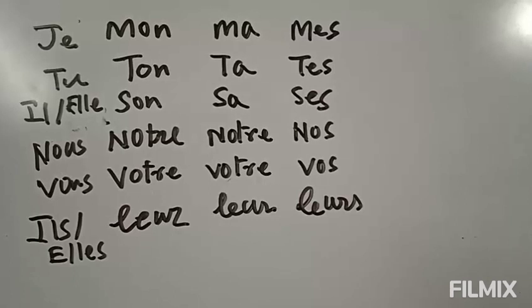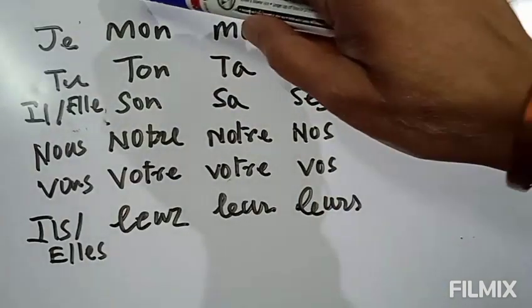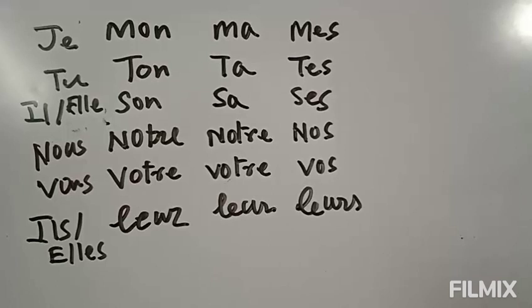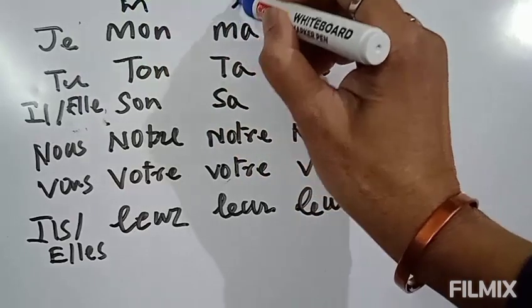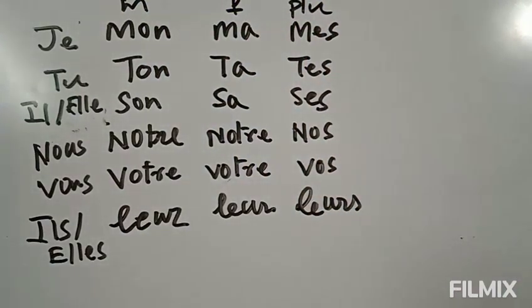Now I will be showing you some example sentences and how to use them properly. First, one thing you have to keep in mind: mon, ma, mes, and ton, ta, tes. One is for masculine, one is for feminine, and one is for plural. In every case, this is for masculine, this is feminine, and this is for plural. This is the main thing.